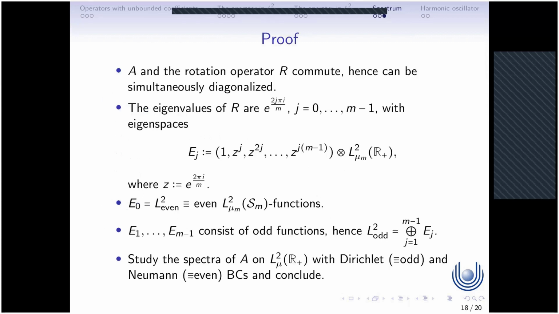Let me say something about the proof, which combines ideas from classical Ornstein-Uhlenbeck theory with some ideas from metric graph operator theory. The first thing you have to realize is that the Ornstein-Uhlenbeck operator commutes with the rotation operator of this metric star. So in particular, they can be simultaneously diagonalized.